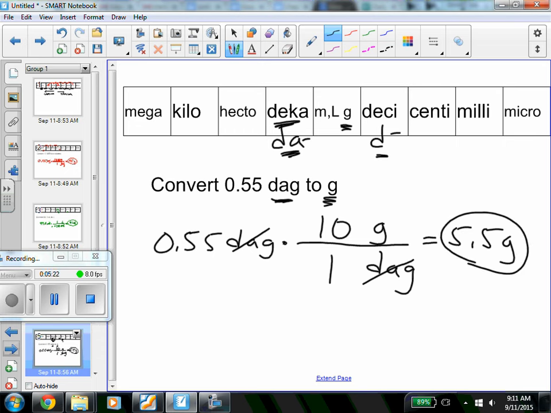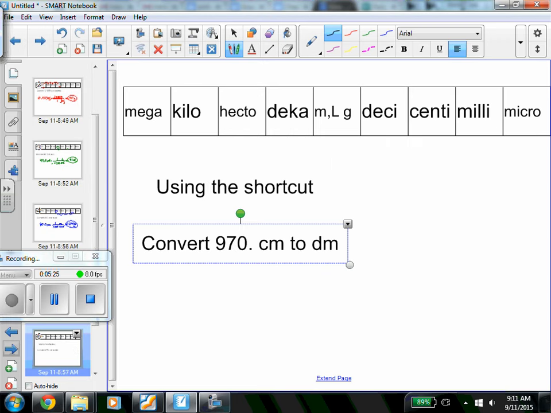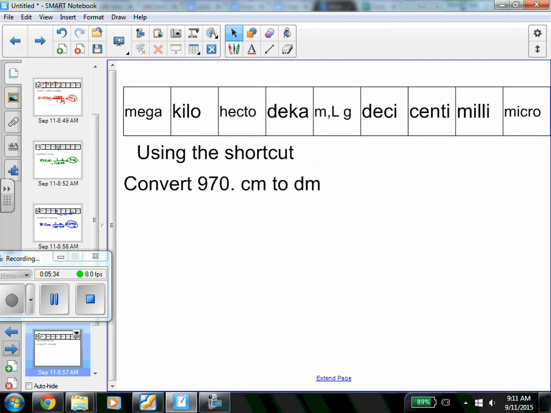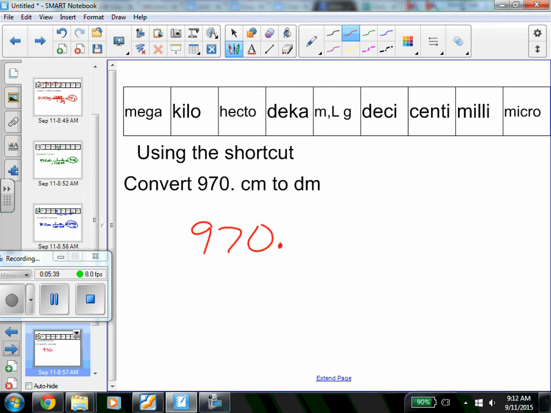Okay? All right, let's try another one here, using the shortcut. So if you just want to do this in your head, it's very simple. We just have to make sure that we do this correctly. Let me just get some room here. Okay, so if I have 970 centimeters, I'm going to start here, and I want to go to decimeters, which is right here. I'm going to go one place to the left. So move the decimal point one place to the left. That's your new decimal point right there. Your new answer is 97.0 decimeters.